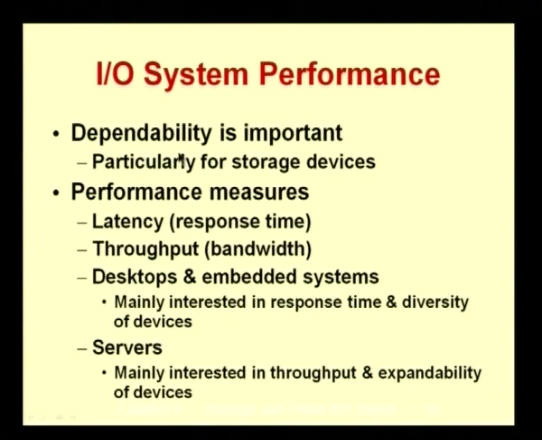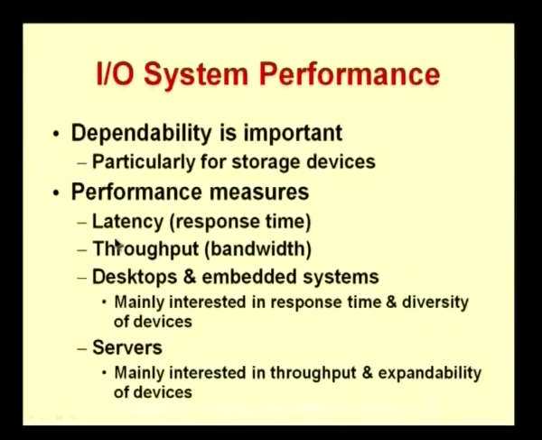Okay. So in general, when we look at IO system performance, one of the factors which is very important is dependability. That is, we want the storage devices to store data for a long period of time, and we want it to store it correctly. Other performance measures of course are latency, which is the response time, and throughput, which is the bandwidth. For desktops and embedded systems we are mainly interested in response time and diversity of devices. For servers we are mainly interested in throughput and expandability of devices. These are the factors that we look at when we look at IO system performance.